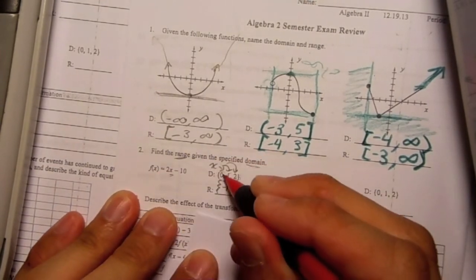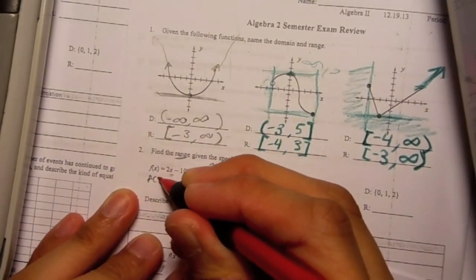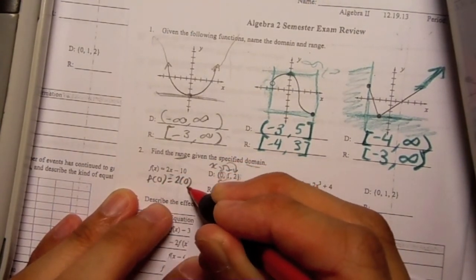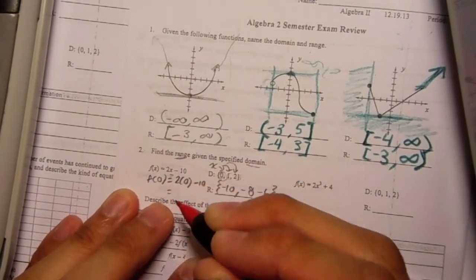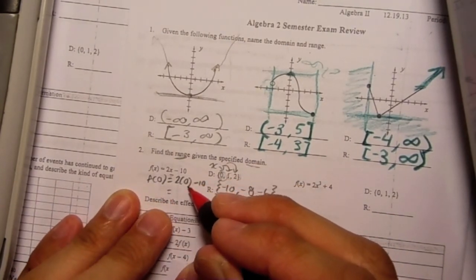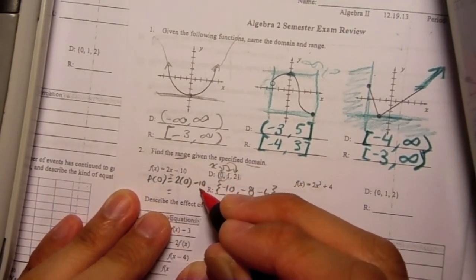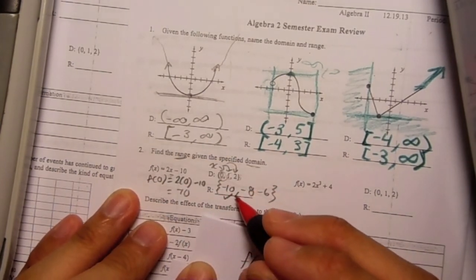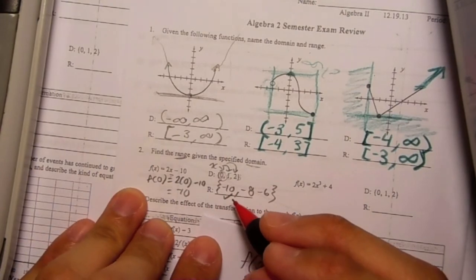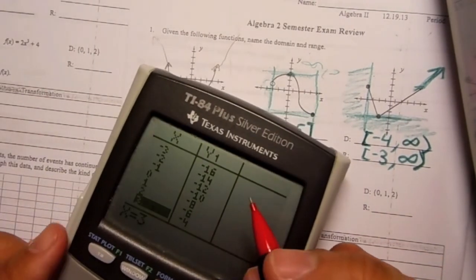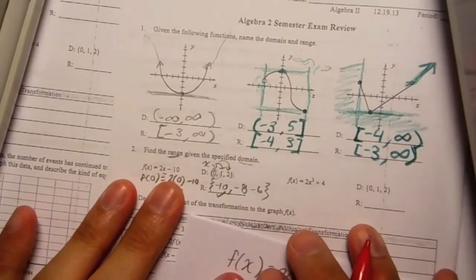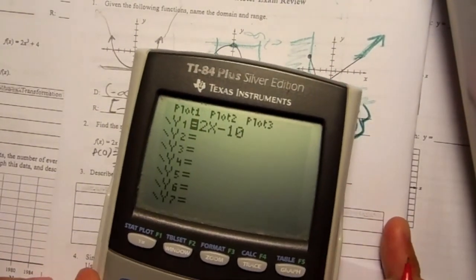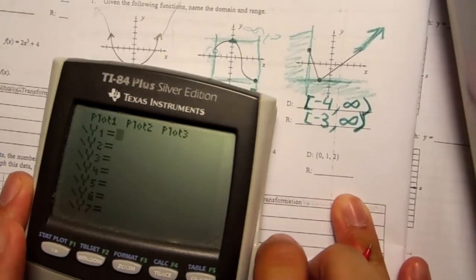For example, this one right here, f of 0 is equal to 2 times whatever my x was, which was 0, minus 10. 2 times 0 is 0, and 0 minus 10 does give you a -10, which matches my corresponding y value. So again, the easy way out is to use your graphing calculator as a tool to set up the table. Doing the same process for the next one, go to your y equals, plug in that function.